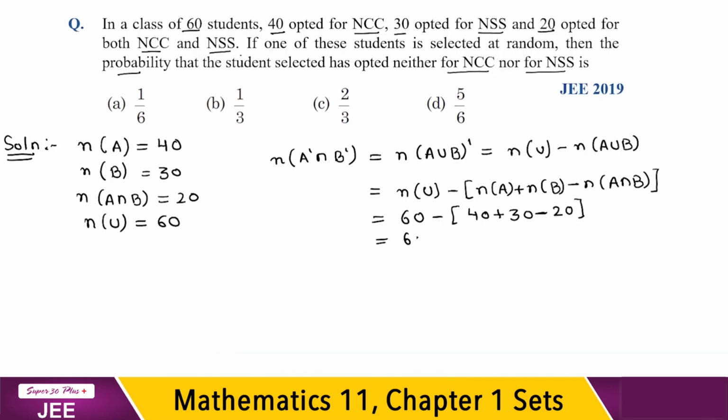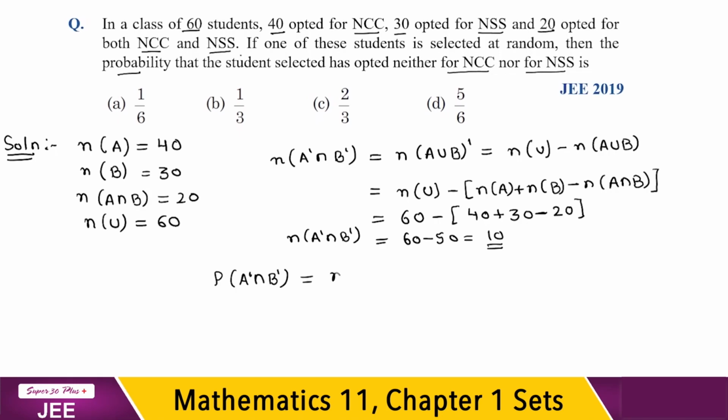So this becomes 60 minus 50, which is equal to 10. So we are done with calculating the total number of outcomes that are favorable. N(A' intersection B') is equal to 10. Now we have been asked about the probability of A' intersection B'.